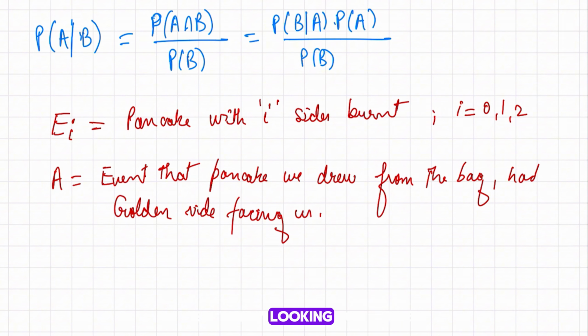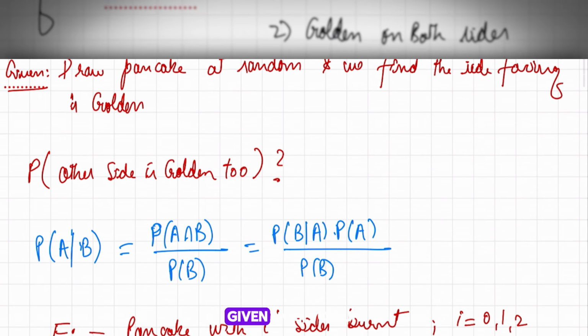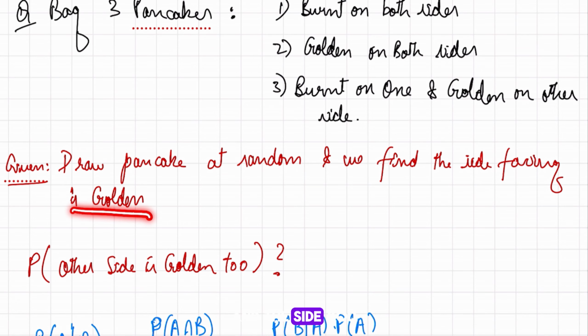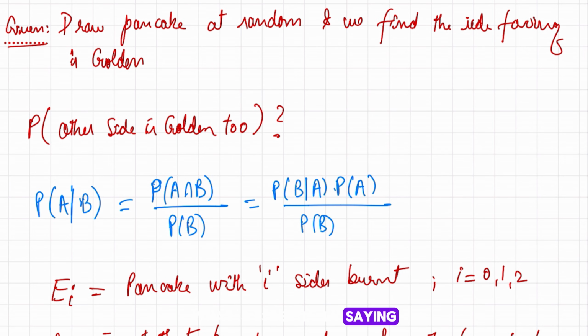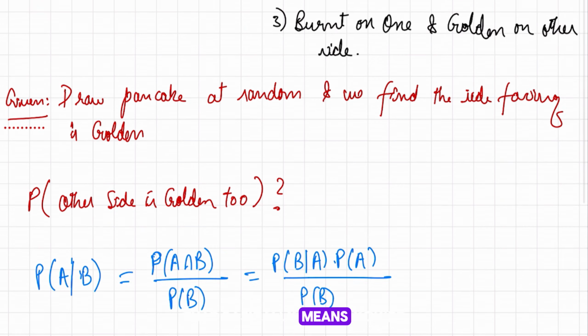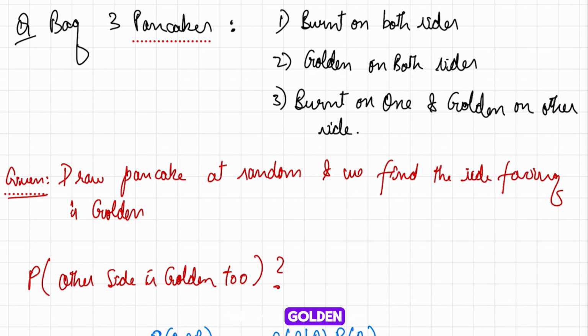So what we are essentially looking for is this. If you translate this, the probability being asked is: what is the probability that the other side is also golden, given you drew a pancake and the side you were facing was golden? Let's think about this. If you drew a pancake out and one of the sides you looked at was golden, the question is asking what is the probability that the other side is also golden. That basically means you're looking at the pancake which is golden on both sides. That essentially is the probability you're being asked for.